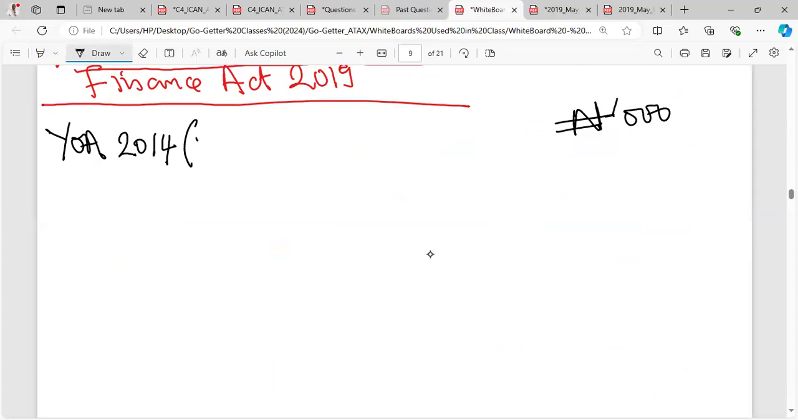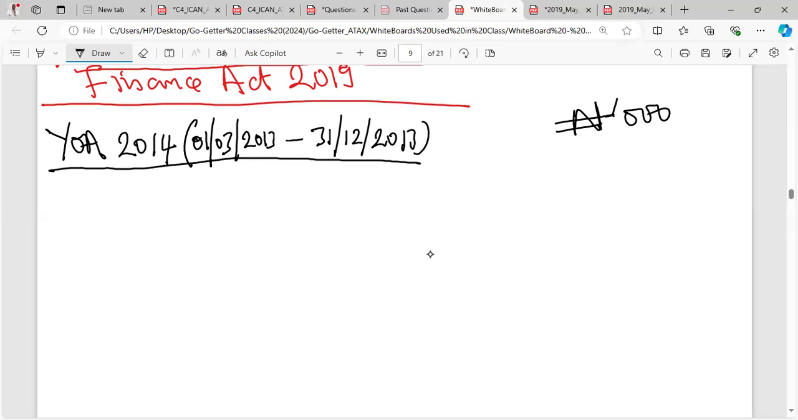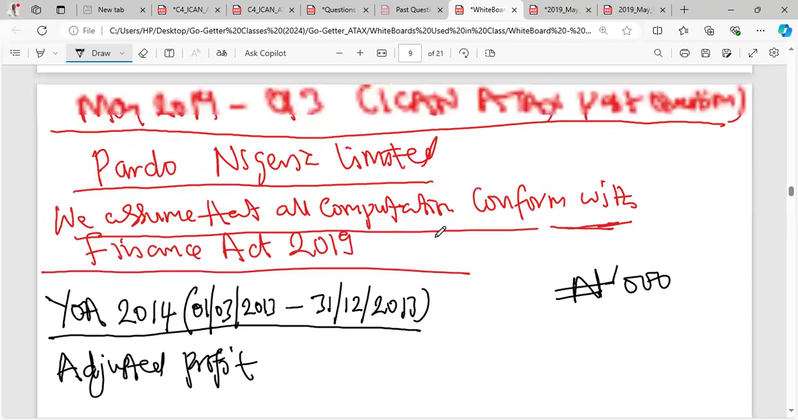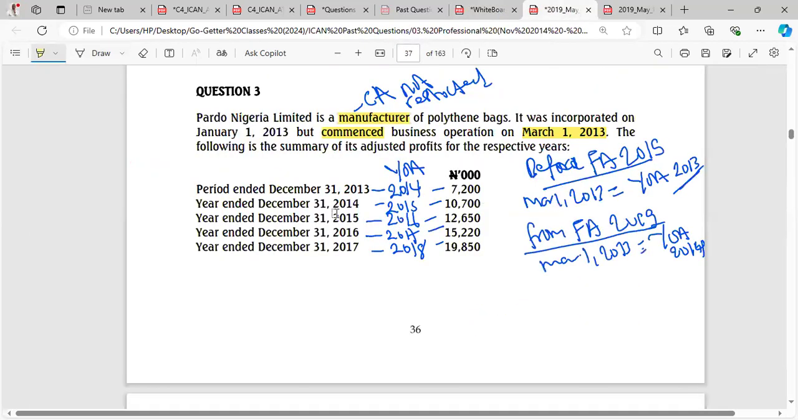The company started from March 1, 2013 to 31st December 2013. So we will say adjusted profit. Okay, so let's put the adjusted profits. We've got adjusted profit is 7,200,000.